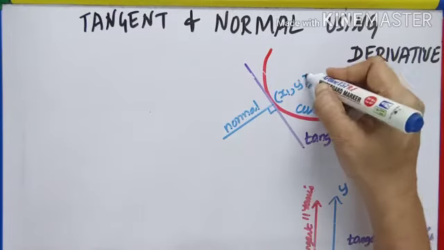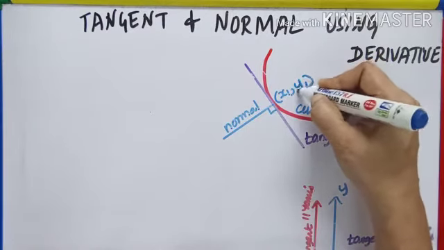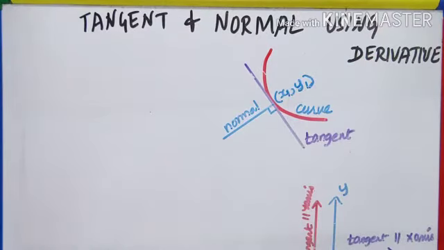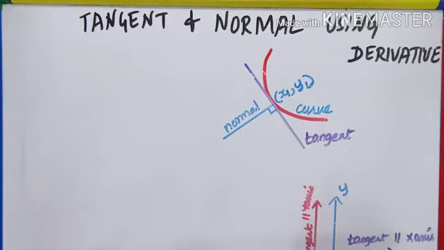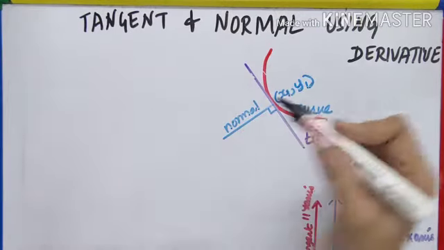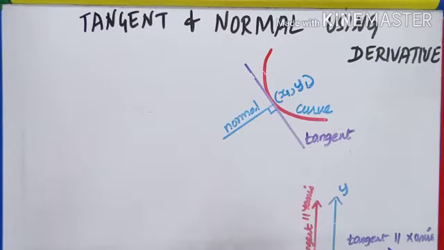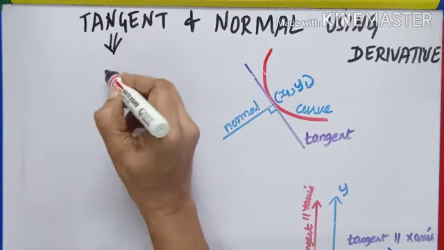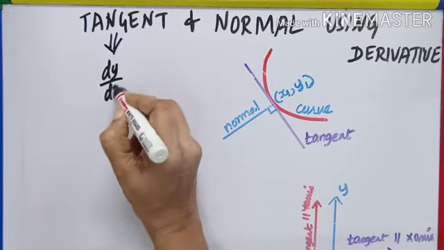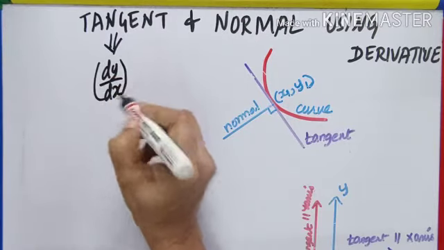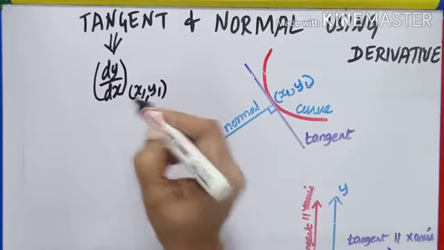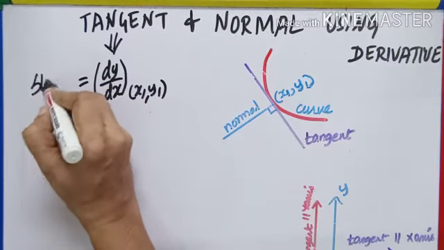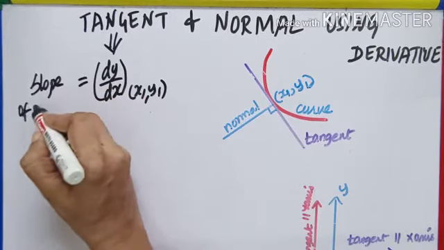So for any curve, I need not even know the shape of the curve. Whenever they give you an equation of the curve, and I need the tangent at a particular point, what should I do? Differentiate the curve that is given. Substitute the point that I need. And this I call the slope of the tangent.